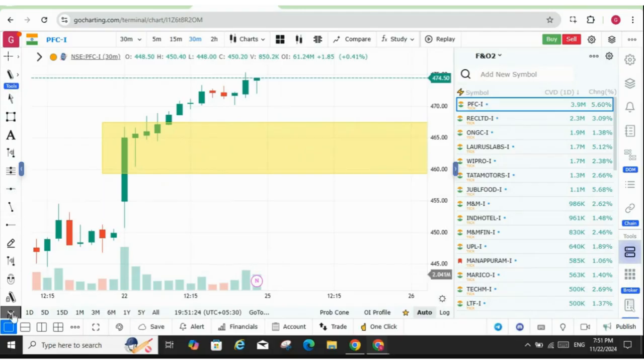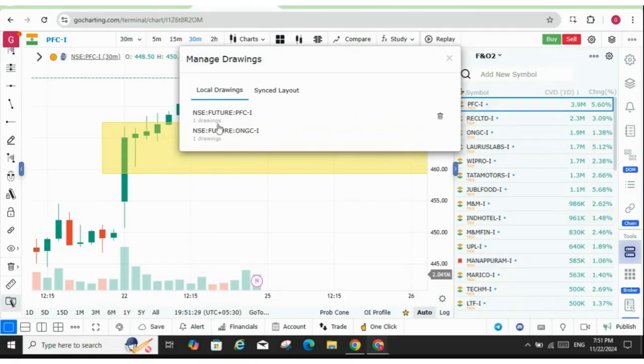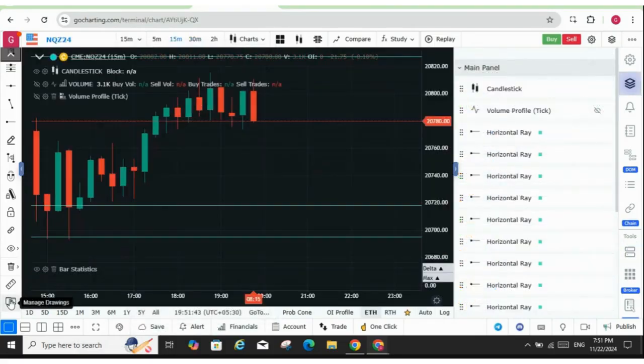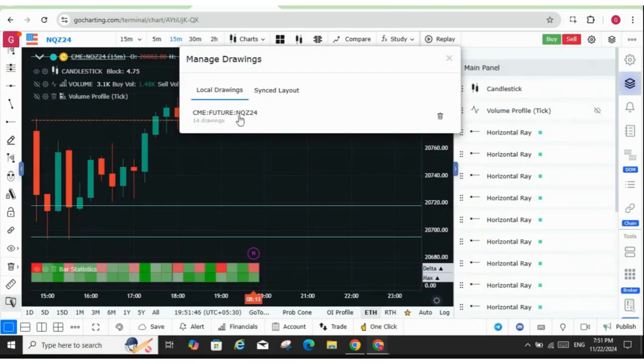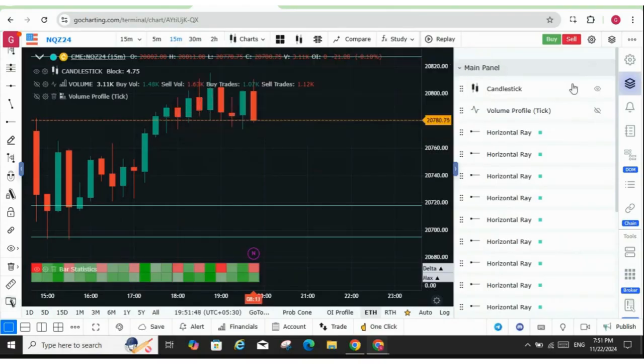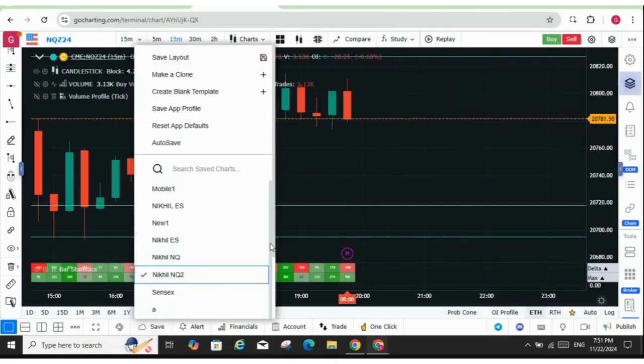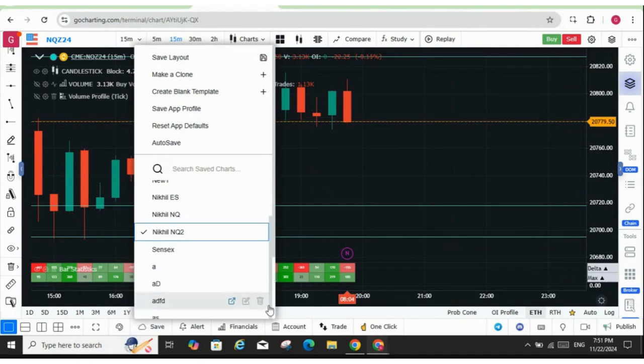And there is a button here called manage drawings. If you click on this, it will show, see, right now we have drawn only two: one is ONGC and one is PFC. So it will show what the drawings are under this layout. If I click on another layout, say for example Nikhil, this is only CME Future. So this will keep on showing me the different drawings I have under different layouts. This layout option is very important, guys. You should definitely give it some time to understand. I hope I made the point clear.